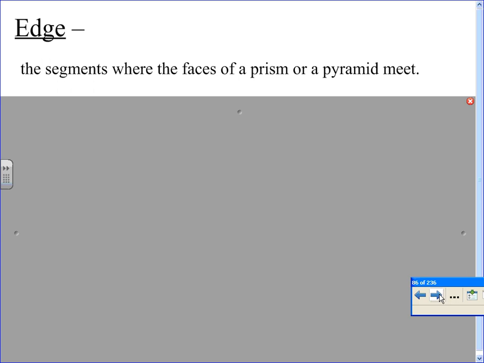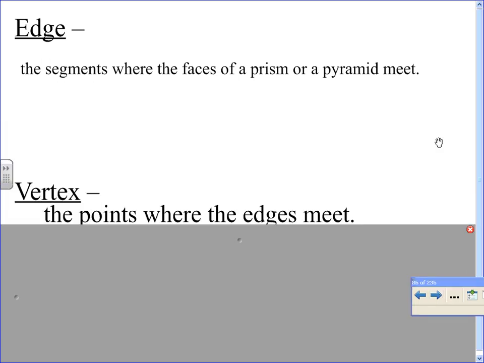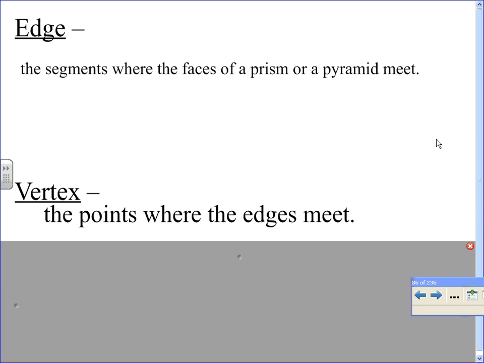Between a prism and a pyramid. Big difference. Sean, go ahead. Okay, but that's not what I'm looking for though, Briar. Good. Just in general, a prism has 2 bases, a pyramid has 1. That's another big difference. Okay, vertex, the points where the edges meet.